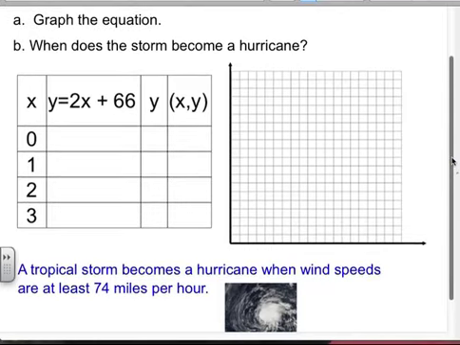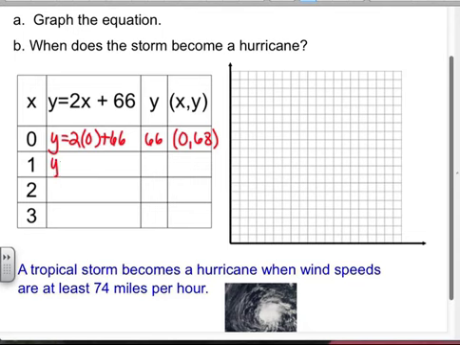So part A asks us to graph this. Well, somebody already chose your x values for you. They are 0, 1, 2, and 3. We are going to solve this thing 4 times. Ready? Here we go. 2 times 0 is 0. Add 66. The answer is 66. That would be the ordered pair (0, 66).